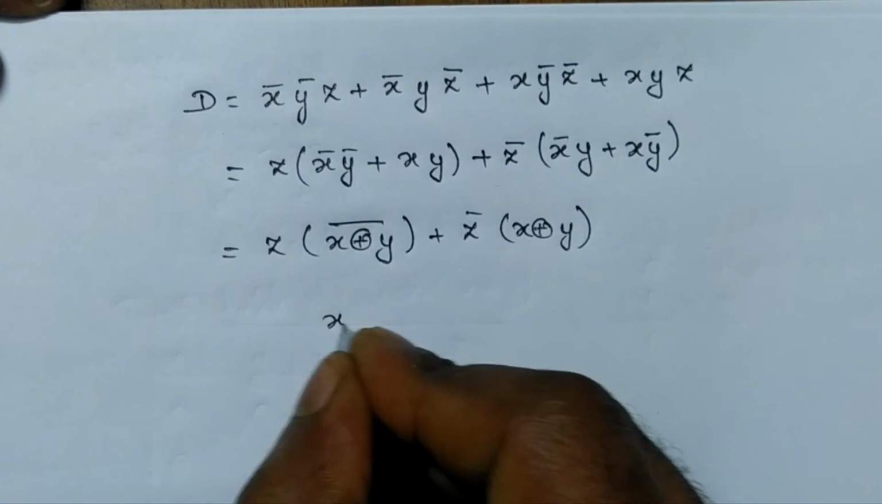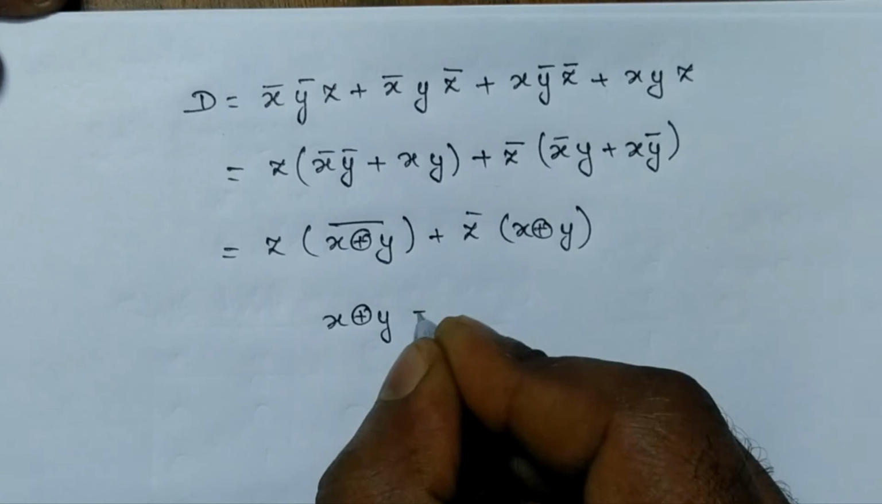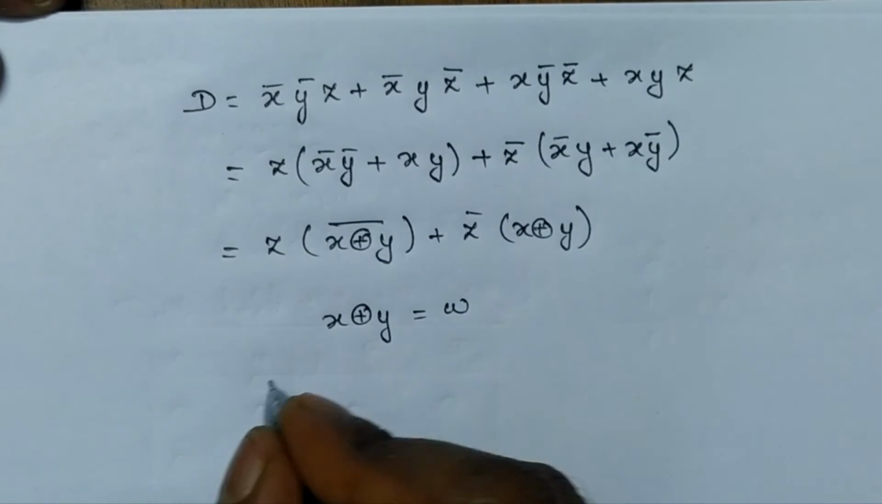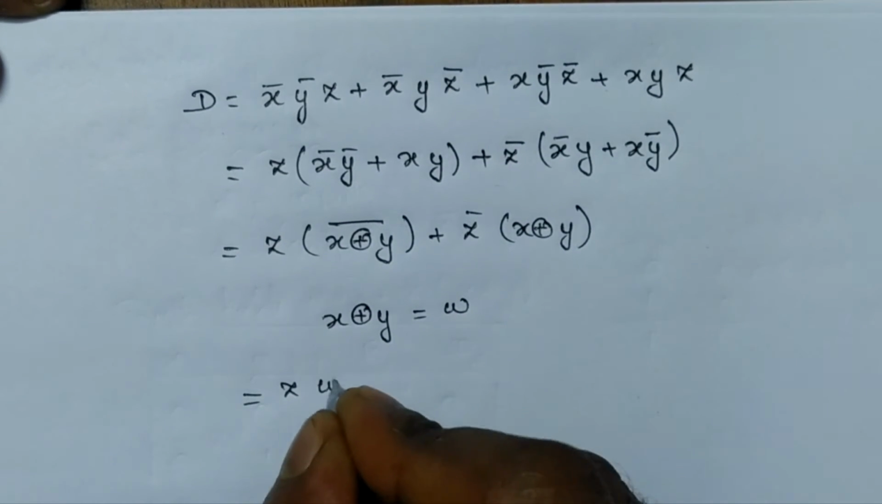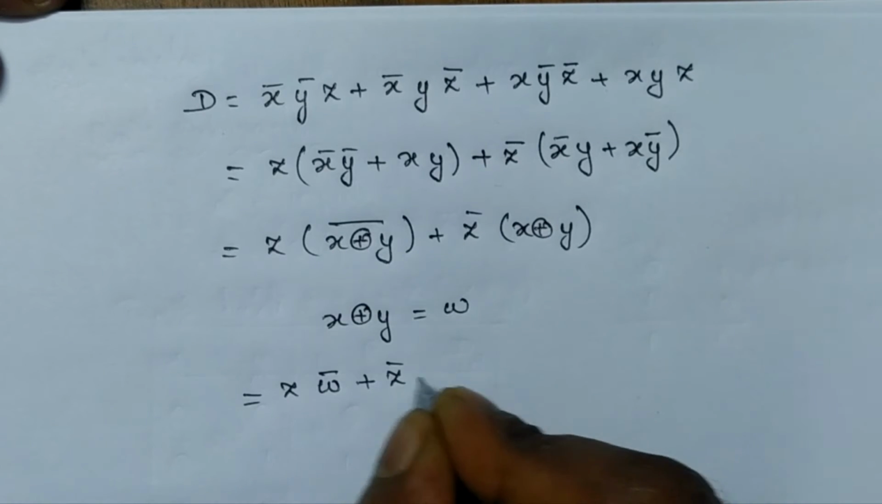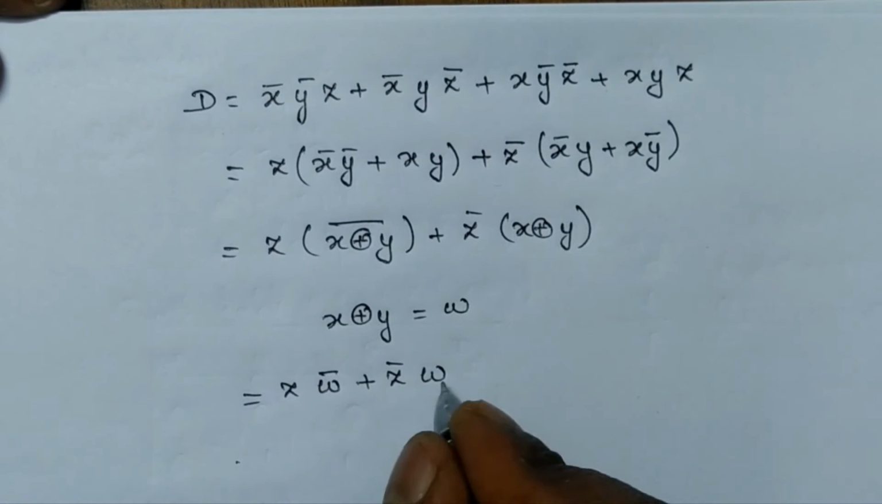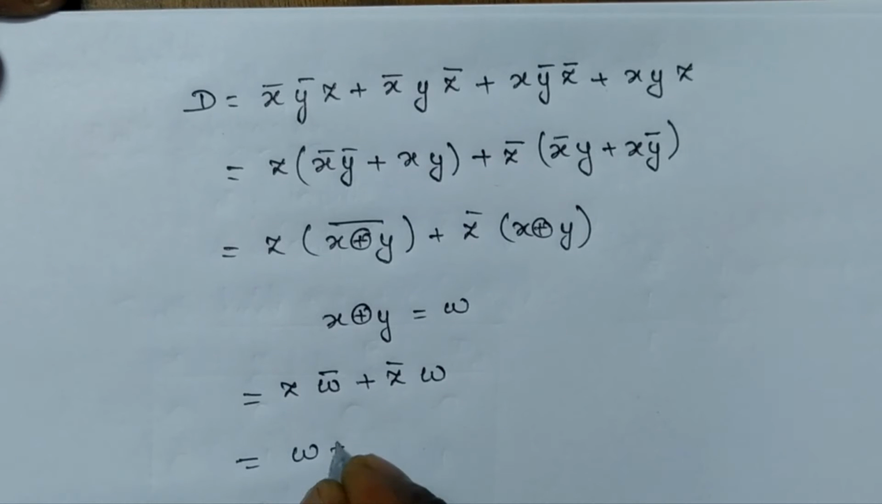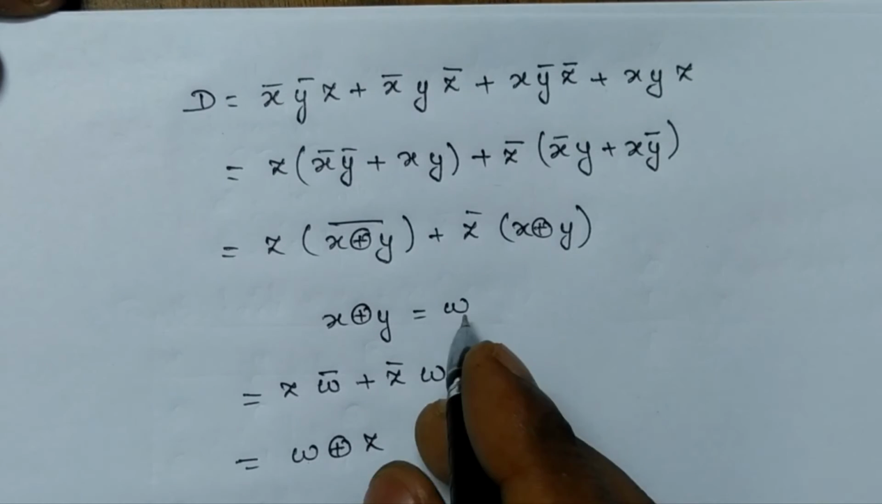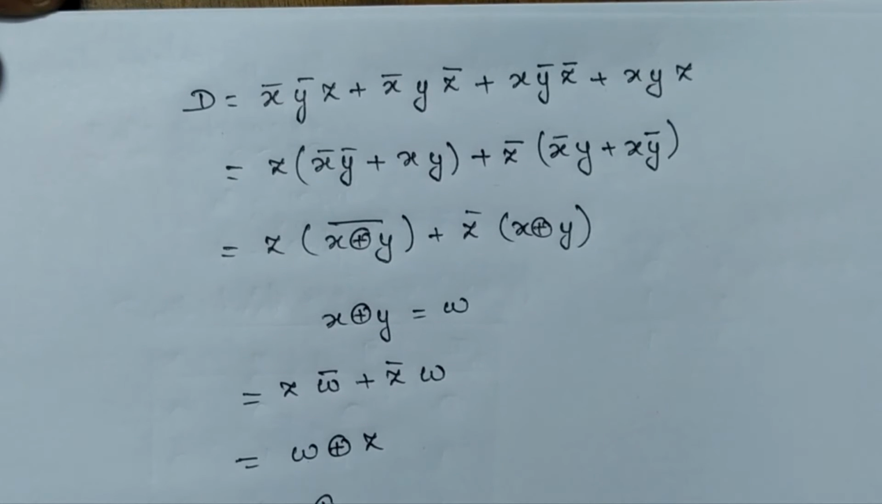Here I am considering x XOR y is equal to w, therefore z w bar plus z bar into w, therefore here we can write it as w XOR z, which is of the form a bar b plus a b bar. Therefore here w is nothing but x XOR y, then here we are having XOR z, which is nothing but the difference.